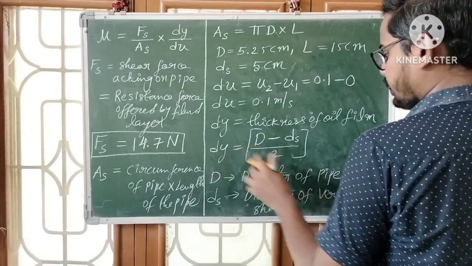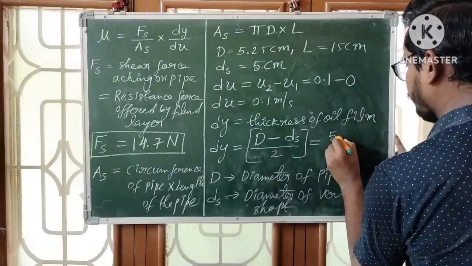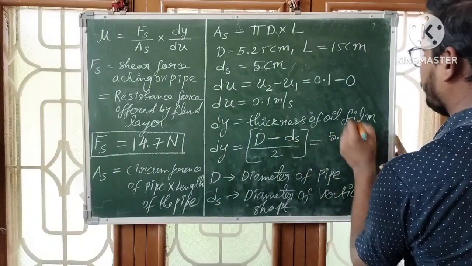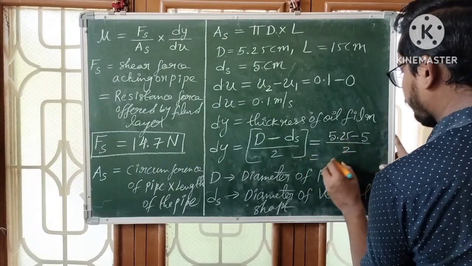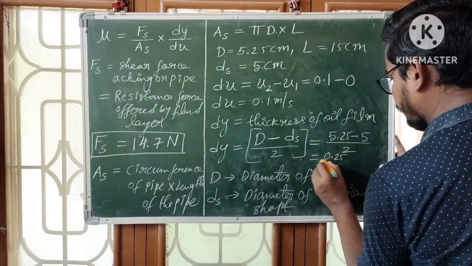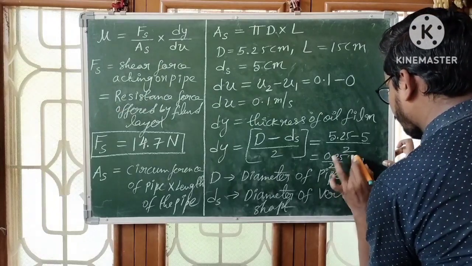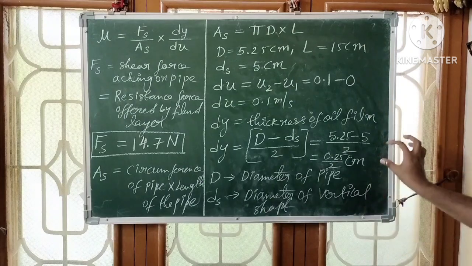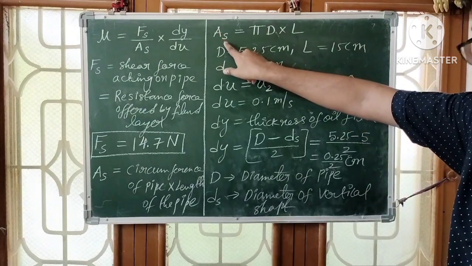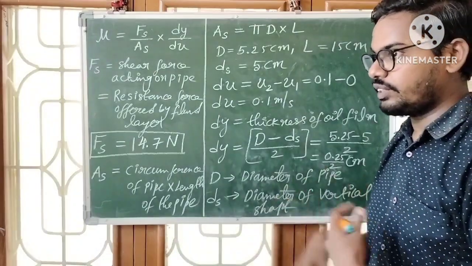Okay, so let us find dy. What is capital D here? Diameter of the pipe 5.25 minus diameter of shaft 5 centimeters, by 2. So 5.25 minus 5 is 0.25, by 2 centimeters. Units are important, centimeters. Let us convert all units into meters, but before that, let us find As. Later on, we have to convert all units into meters.